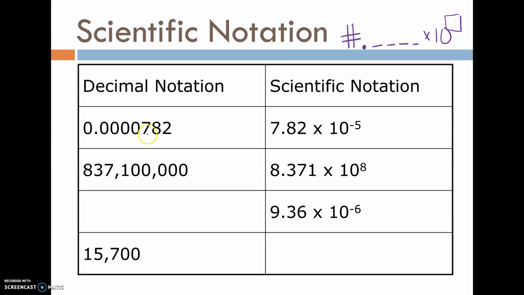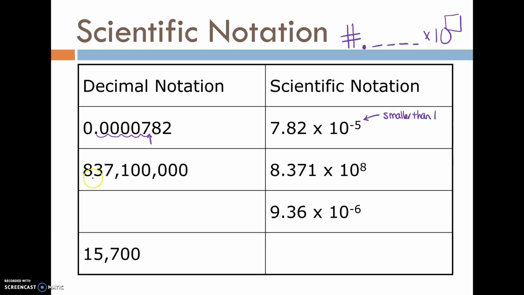So here's an example. We want the decimal point to be between the 7 and the 8. To move the decimal point from where it is to after the 7, we would move it 1, 2, 3, 4, 5 times. Because the number started out smaller than 1, we use 10 to the negative 5th. Negative exponents mean the original number was smaller than 1. It was a decimal smaller than 1.